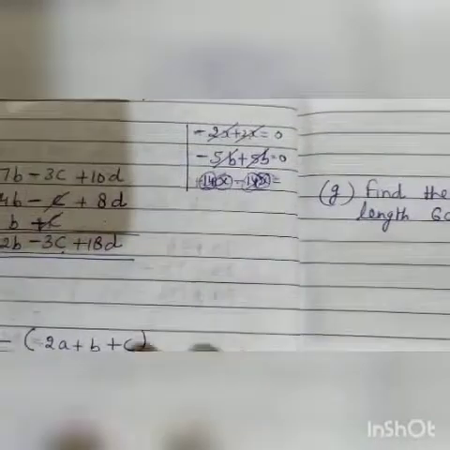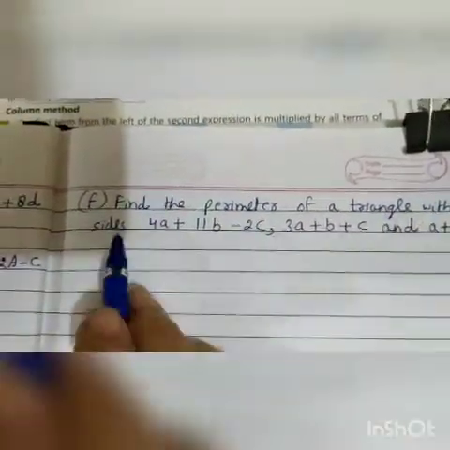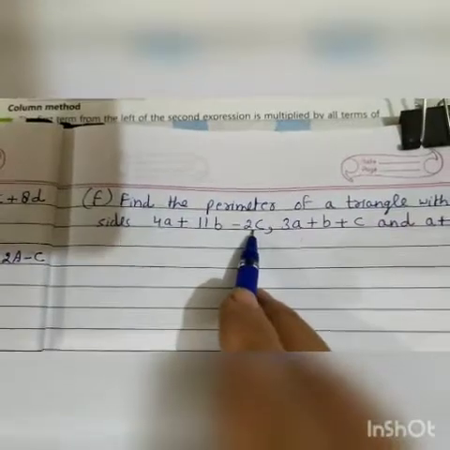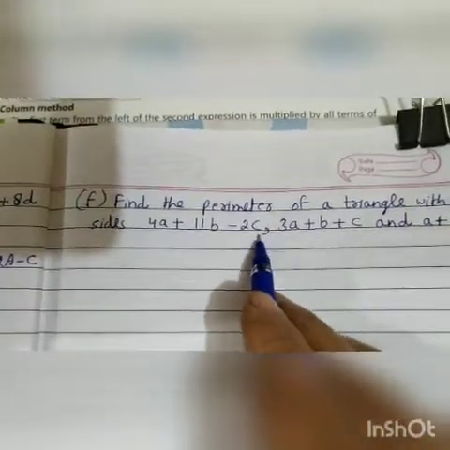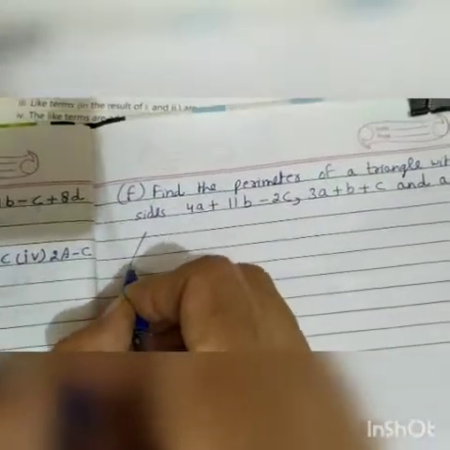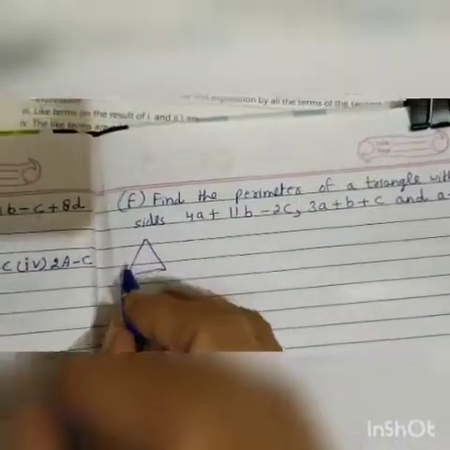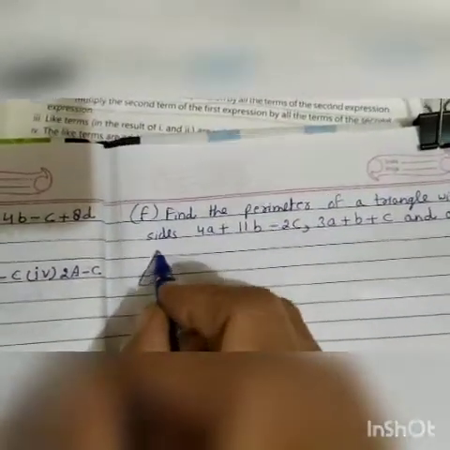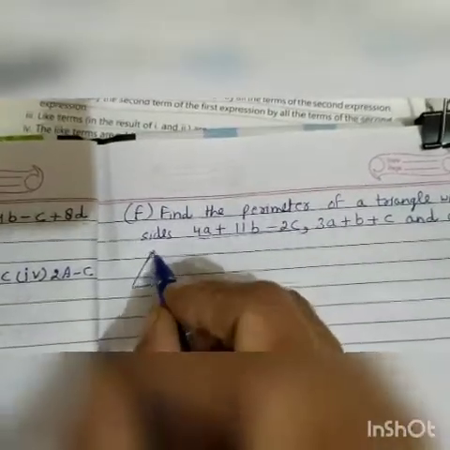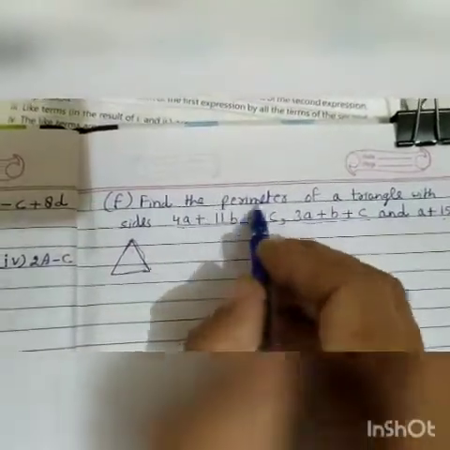Now come to the next question, F. The F question is: find the perimeter of a triangle with sides 4a plus 11b minus 2c, this is the first side, second side is 3a plus b plus c and third side is a plus 15b. Students, you know what is a triangle? A triangle is a polygon with three sides. This is a triangle. Its first side is this one, second side is this one and third side is this one, and we have to find the perimeter.